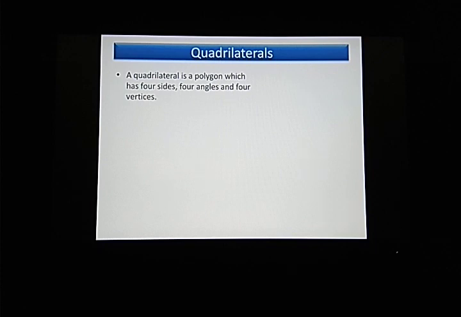Now let me show you the diagram of a quadrilateral. You can see here ABCD is a quadrilateral. Here there are four sides, AB, BC, CD and DA. Four angles, angle A, angle B, angle C and angle D. As well as four vertices. These are the vertices, the meeting points of the sides. So point A, point B, point C and point D are the four vertices of the quadrilateral.